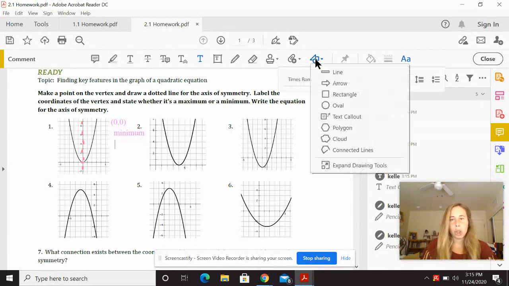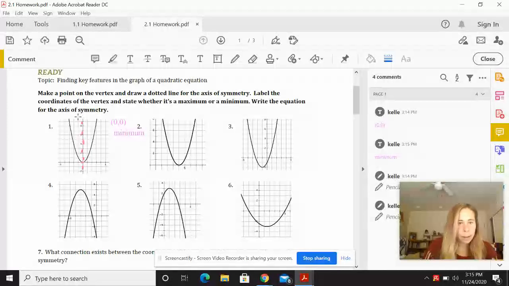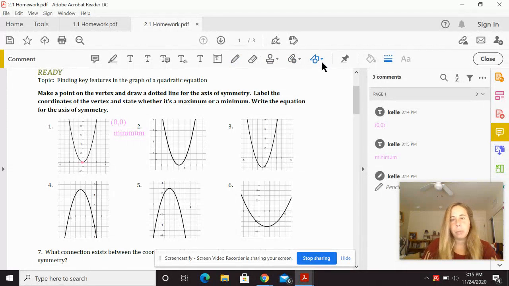So let me get my little shapes out. I'll actually draw a line there. Oh, it's not going to let me unless I delete that. Okay, hold on. Okay. Work with me. There we go. Okay, I'm going to draw a line. Okay, there. That is my axis of symmetry.